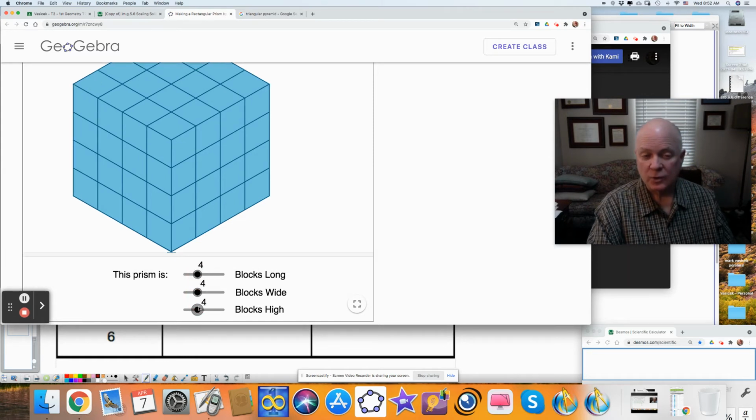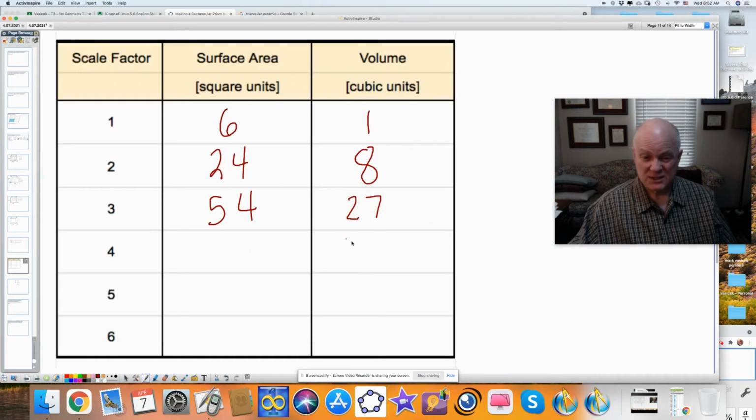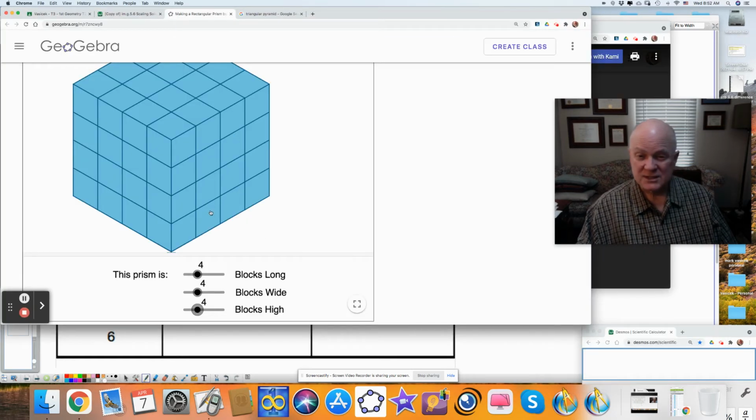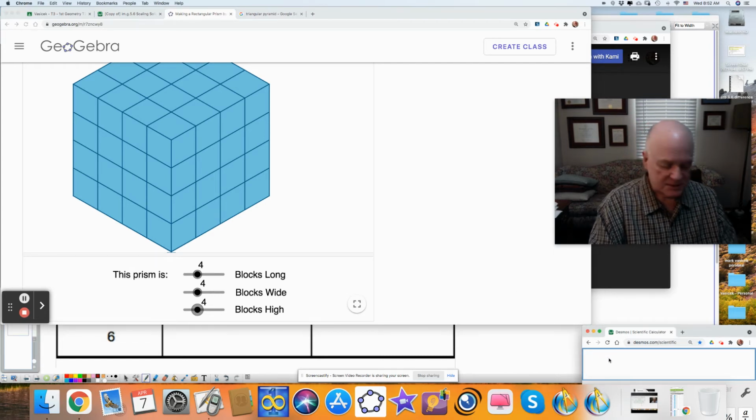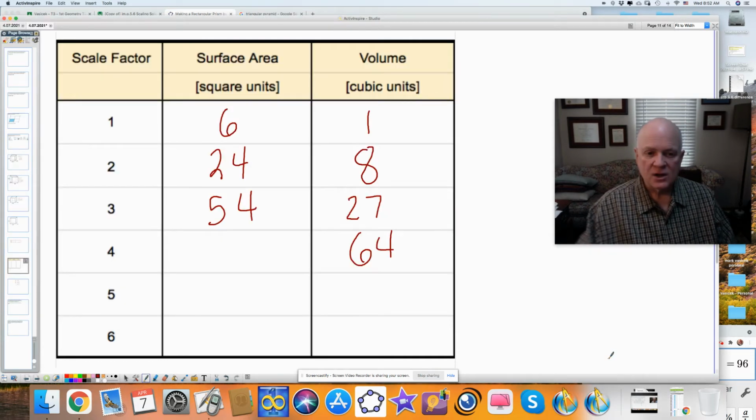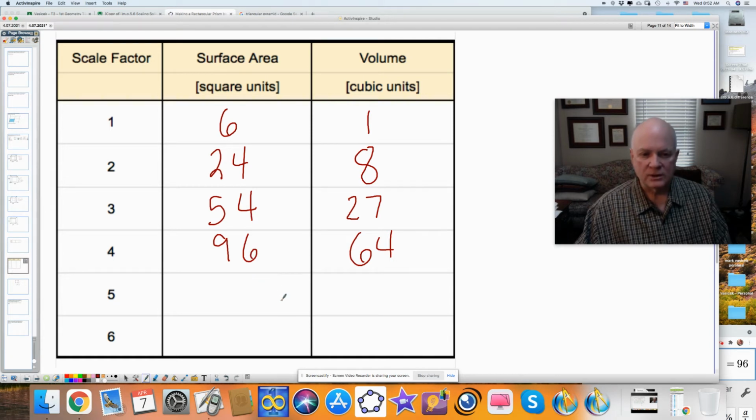4 times 4 times 4. Can you see that that's going to be 4 times 4 is 16, times 4 is 64. And each face has 4 times 4, that's 16. And 16 times 6, well, I'm going to use my calculator just to make sure, because you can use your calculator. It's 96. My surface area here is 96. Holy shamoly. Anyway, you're going to do this. You get your values in here.